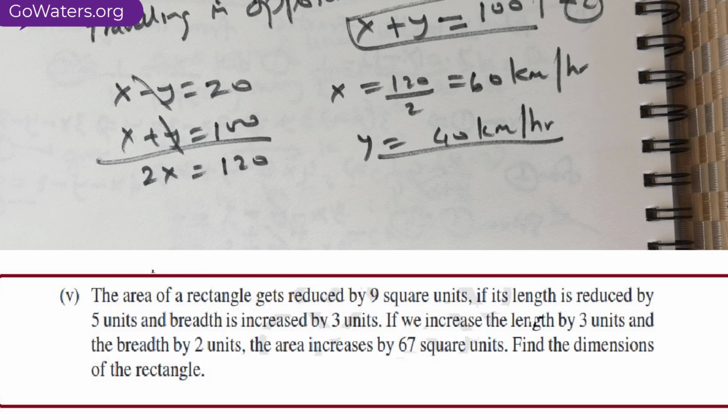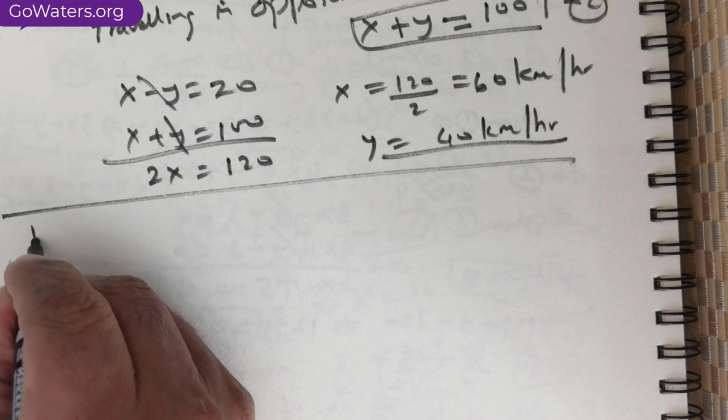The area of a rectangle gets reduced by 9 square units if the length is reduced by 5 units and the breadth is increased by 3 units. If we increase the length by 3 units and the breadth by 2 units, the area gets increased by 67 square units. Find the dimension of the rectangle. Now let us do this question in the following fashion.